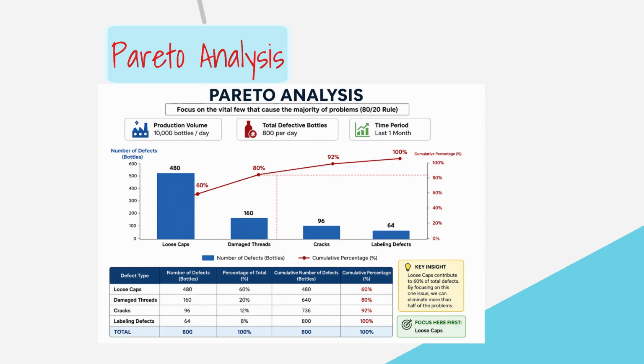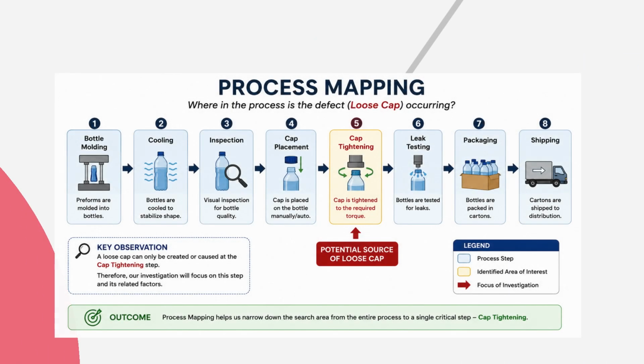But where is it happening? Let's use process mapping. The process is simple. Bottle molding, cooling, inspection, cap placement, cap tightening, leak testing, packaging, shipping. At which step can a loose cap occur? Cap tightening. Immediately, we've narrowed our investigation to one part of the process. Now we know where the problem occurs, but we still don't know why.